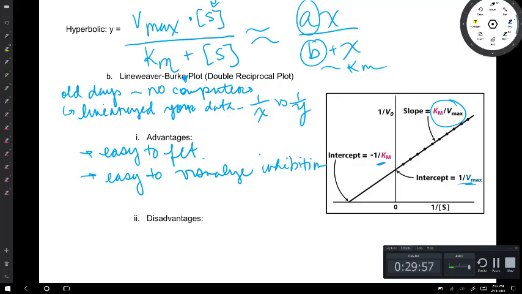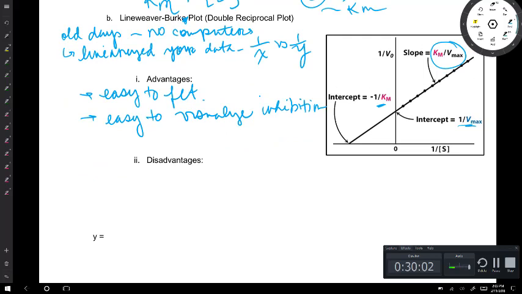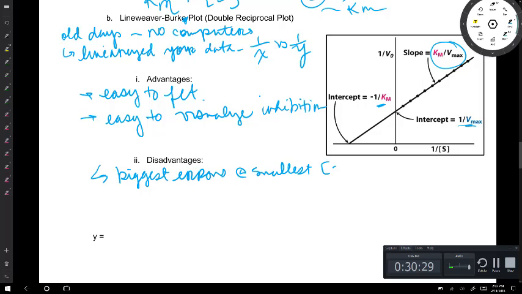However, there are some significant disadvantages with the Lineweaver-Burk plot. In fact, one of the things that's debated in biochemistry education is, why do we do a Lineweaver-Burk plot when these disadvantages are so strong? And that's because when you do the double reciprocal plot, you have your biggest errors at your smallest substrate concentration.